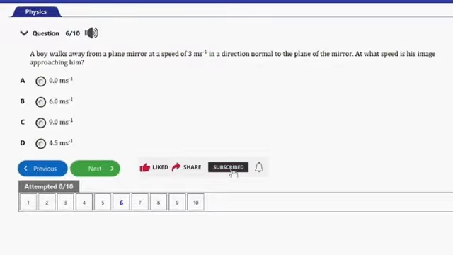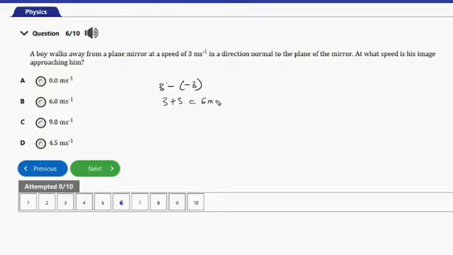So guys, in order to solve this, we use velocity of the object minus velocity of the image. Here this will correspond to 3 minus negative 3, and that's 3 plus 3, and that's 6 meters per second. So option B is the answer to this question.